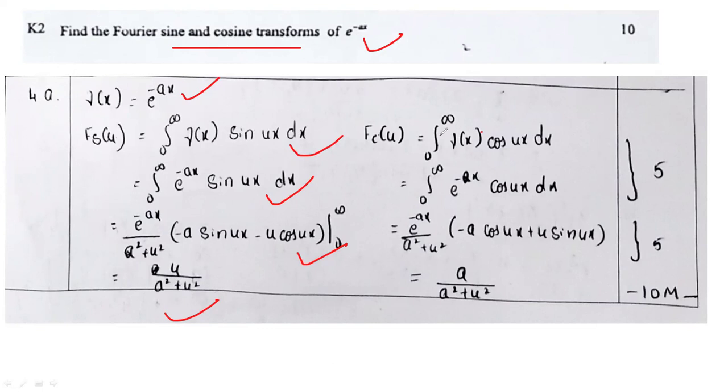Similarly, the cosine function I can write like this. Okay. So I'll substitute accordingly, using the formula. I'll be getting a by a square plus u square. This is also most important. So I think you can manage it.